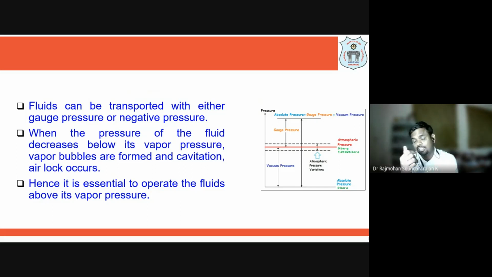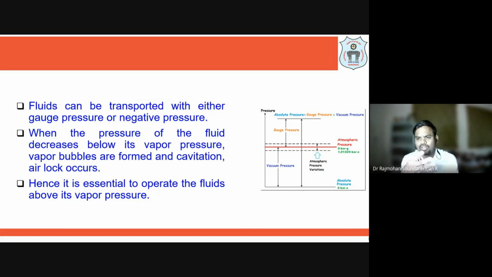Even that will cause a corrosion or erosion problem, because when the fluid is reaching any solid boundaries made of metal, when the bubble is bursting suddenly, it will cause erosion on the surface. So that way we have corrosion taking place. So that's why some pressure has to be maintained in the system.